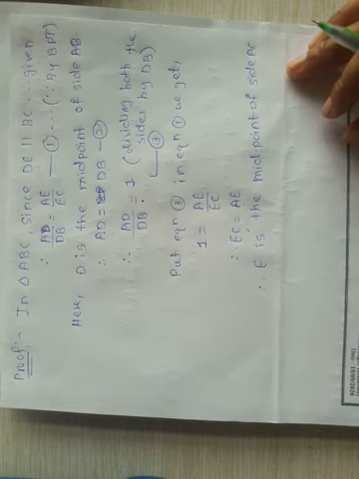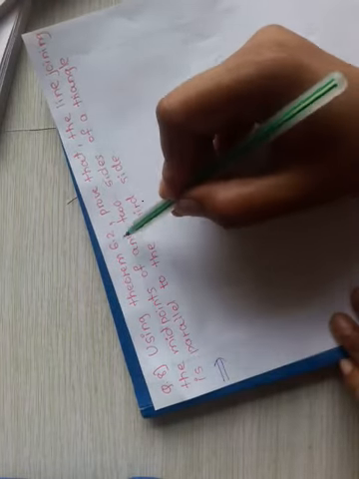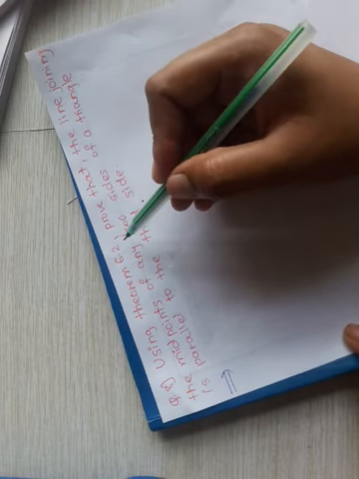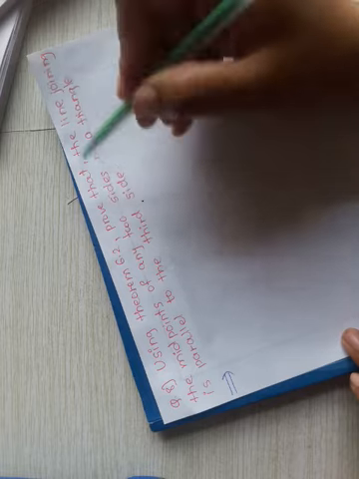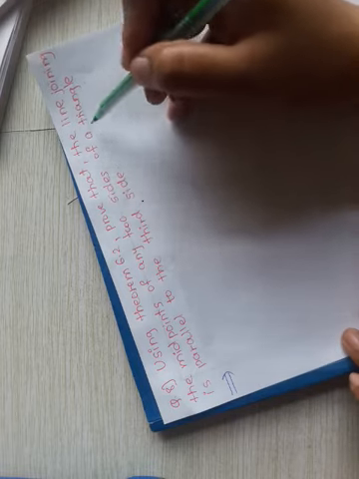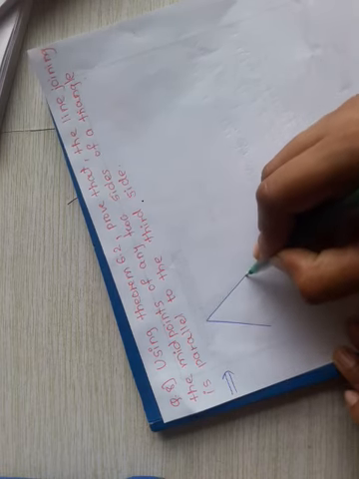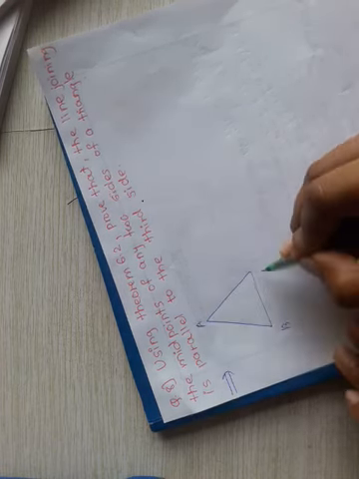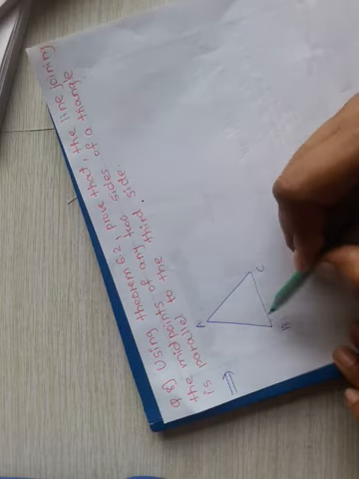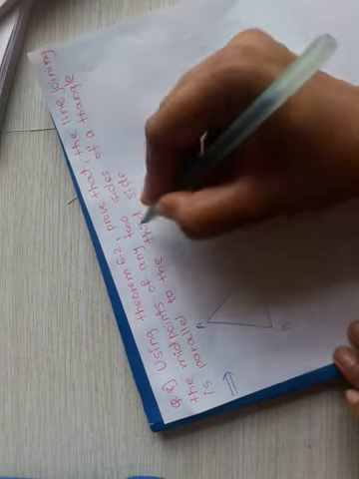Now come to our next question. Question number 8. Using theorem 6.2, which means we have to use the converse of BPT, prove that the line joining the midpoints of any two sides of a triangle. Any two sides of a triangle means, first, how can we draw the diagram? First take a triangle, triangle ABC, or you can take PQR. So in triangle ABC, the line joining the midpoints of any two sides.